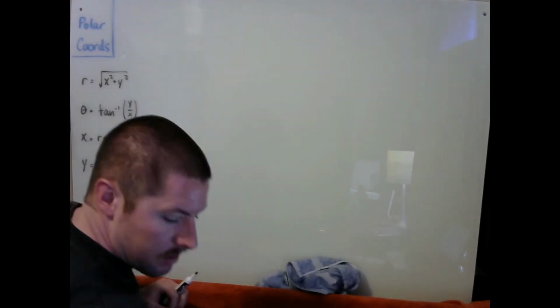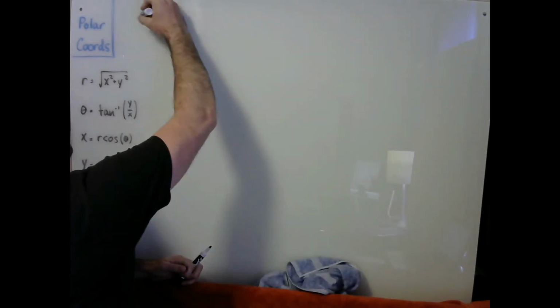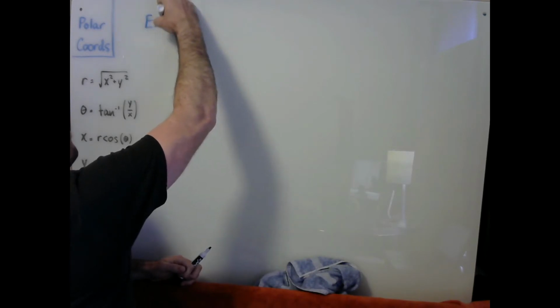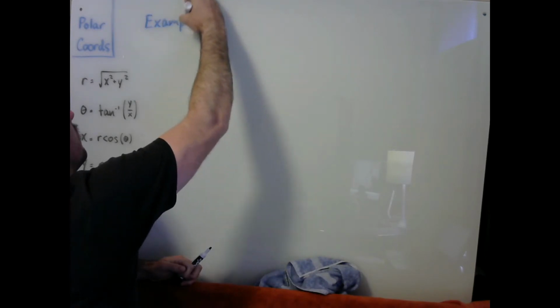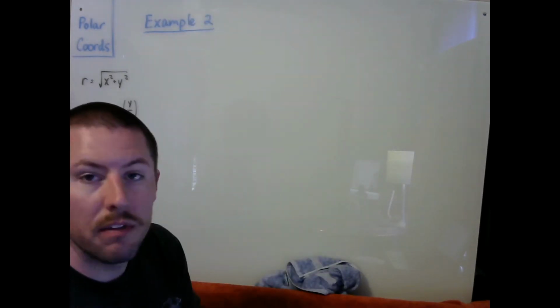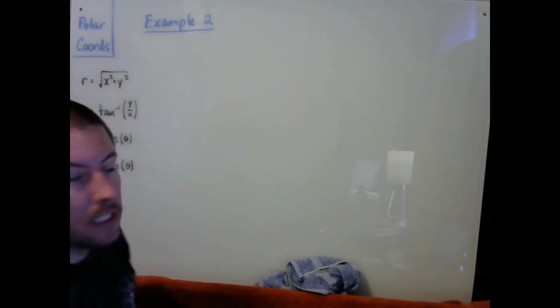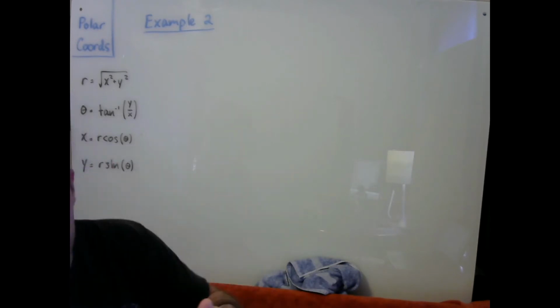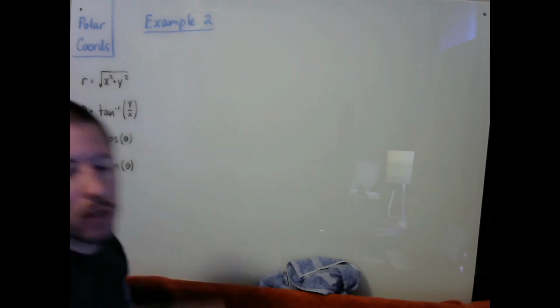Let's get this in blue here. Keep our structure. And let's take a look at example 2. In example 2 here, we're looking to convert polar points into rectangular. In example 3, we'll convert rectangular points back into polar here.